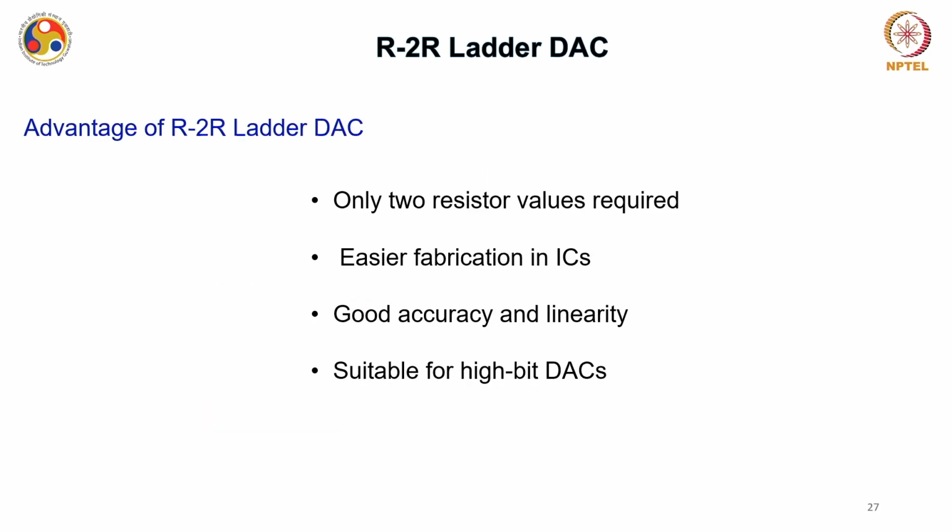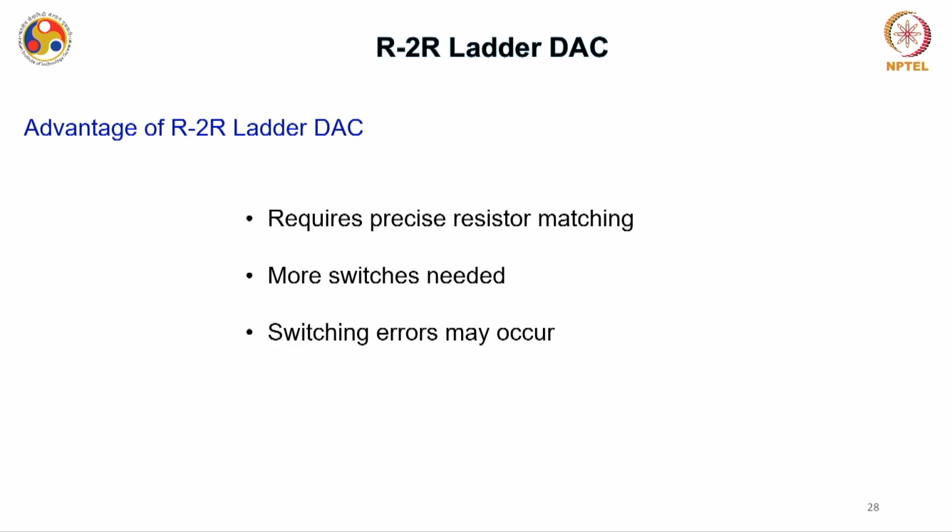Now, the advantages of R-2R DACs are enormous. You are using only 2 resistor values, and when you have only 2 resistor values, it is very easy to fabricate in an IC also. So, you will see that the most common DACs are R-2R ladder based DACs. They have very good accuracy and linearity, and they are also suitable for high bit DACs.